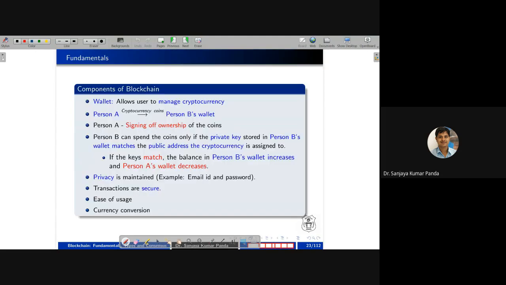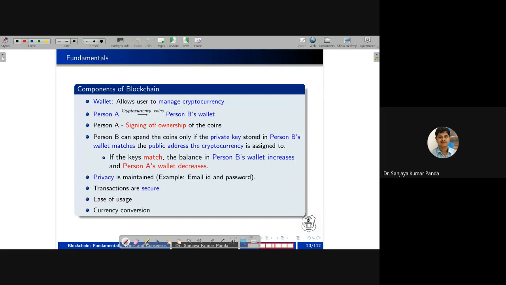Another interesting part in the blockchain component is called a wallet. Actually, our UPI apps also have a wallet. The wallet manages the cryptocurrency. Like if person A wants to send some cryptocurrency or coins to person B's wallet, it needs to be transferred from person A's wallet to person B's wallet.